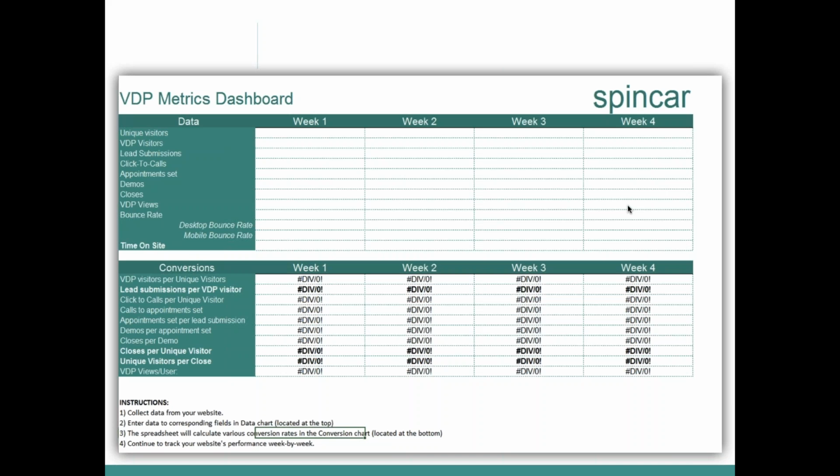VDP views per user. This essentially tracks how many VDPs the average person goes to. This is not a conversion rate, but CDK did a study called Automotive Moneyball, and they looked at what the two best predictors of online sales were. What they found was VDPs per user, and time on VDP. And so we suggest tracking that.